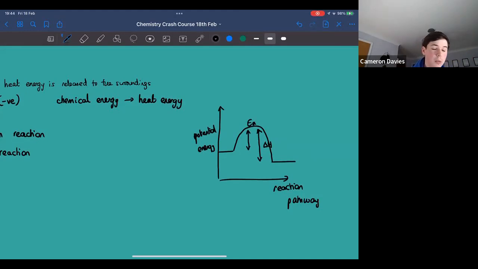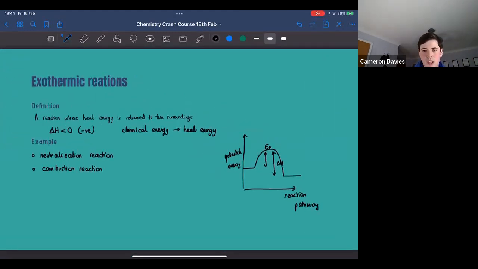Yes, self-heating cans and hand warmers are an example of an exothermic reaction, because you've got heat being released to the surroundings, so it makes your hands warm. Again, if you're not happy with the reaction profile I've drawn, I've really just drawn it for reference if you've already covered something like that. We don't have enough time to explain that, but I'm just giving you a rough framework of what an endothermic and exothermic reaction is.